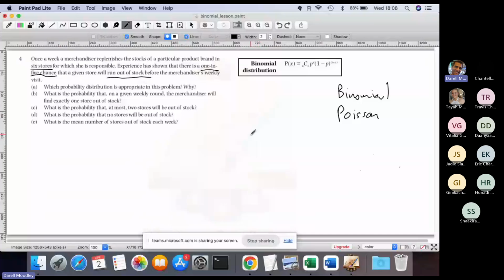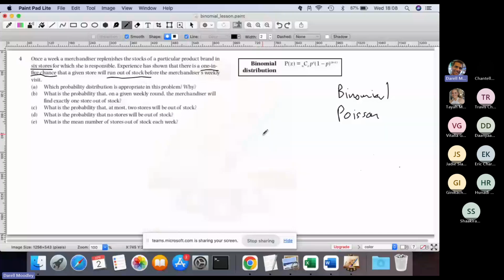Okay, so what you need to know for binomial distribution is, firstly, read through the question and try to understand, are there only 2 possible outcomes? And what I mean by that is, if you look at any of the questions, what they're interested in is, what is the probability that on a given weekly round, the merchandiser will find exactly 1 store out of stock? And if you read the other questions, it's saying the same thing. So basically, we're interested in just 2 possible outcomes, which is out of stock and having stock. And they're the opposite of each other, or they're the complement of each other.